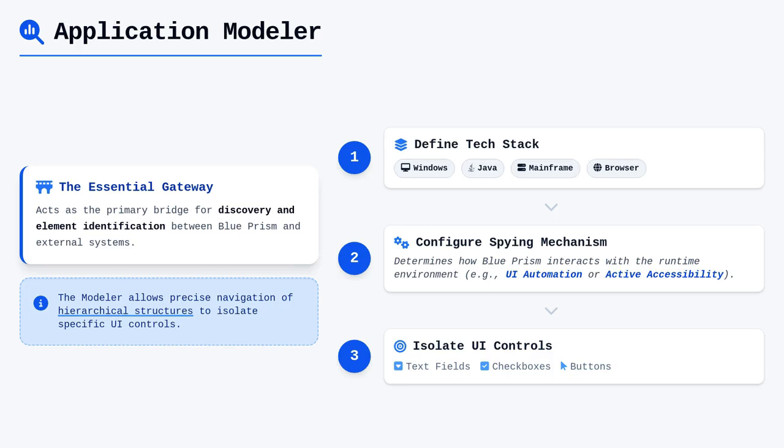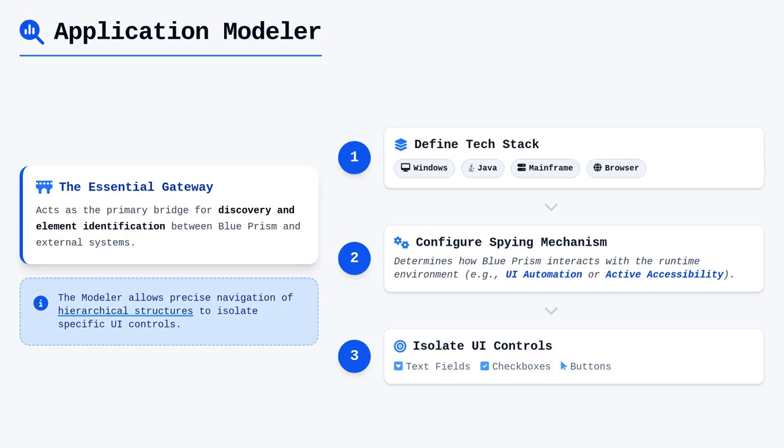To bridge the gap between Blue Prism and an external system, the application modeler serves as the essential gateway for discovery and element identification. When you initiate the wizard, you are primarily tasked with defining the technology stack required for the connection, such as Windows, Java, mainframe, or browser-based systems. Choosing the correct technology is not merely a formality, but a critical configuration step that determines the underlying spying mechanism Blue Prism utilizes to interact with the runtime environment.